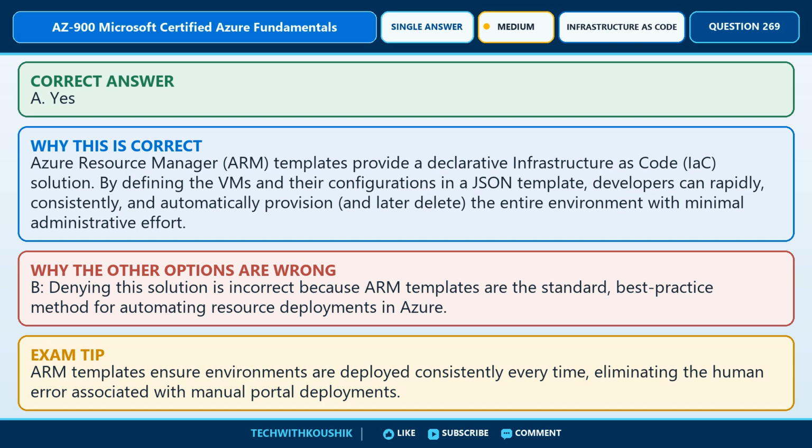B. Denying this solution is incorrect because ARM templates are the standard, best practice method for automating resource deployments in Azure. ARM templates ensure environments are deployed consistently every time, eliminating the human error associated with manual portal deployments.